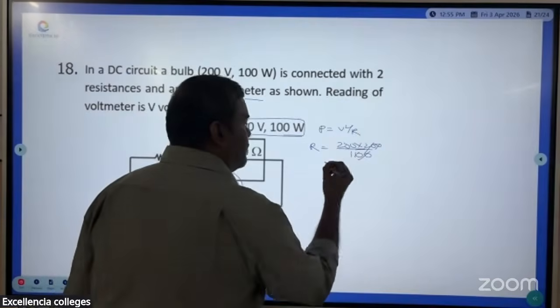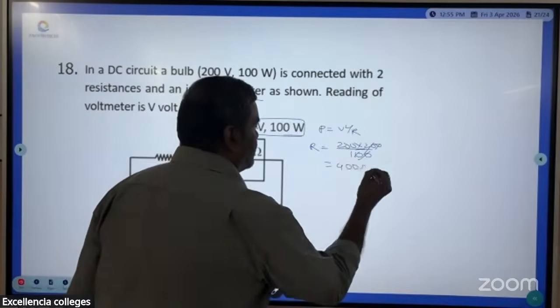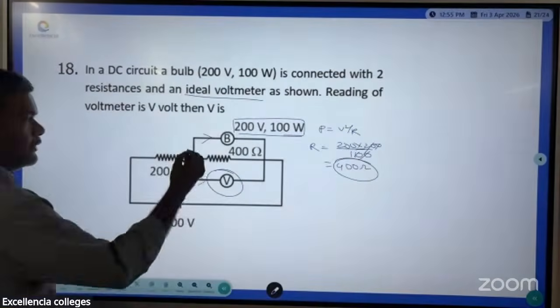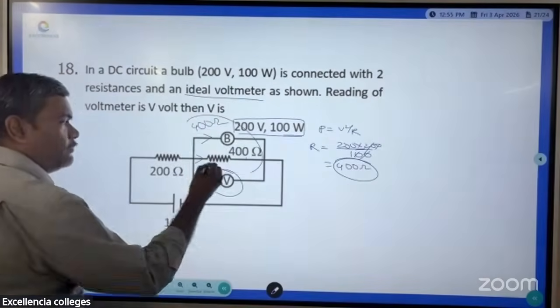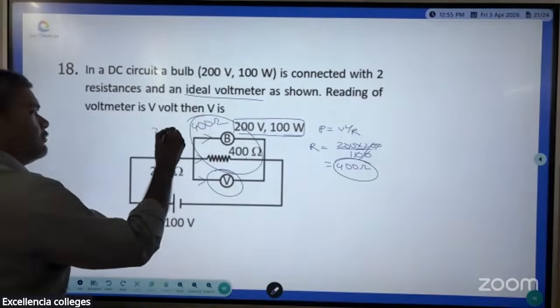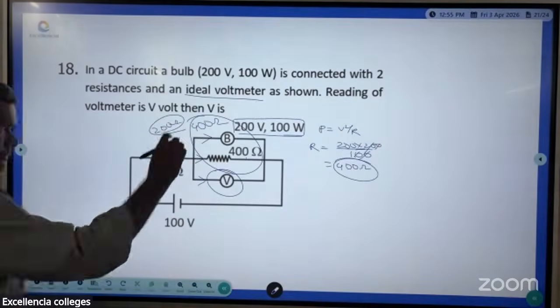So 0, 0 cancels out. I get 400 ohms. ठीक है ना? तो ये हो गया 400 ohms. This is another 400 ohms. These two are in parallel. इसका equivalent will become 200 ohms.